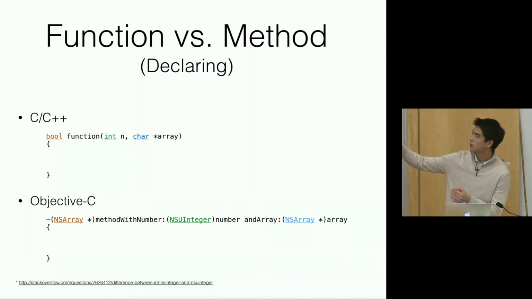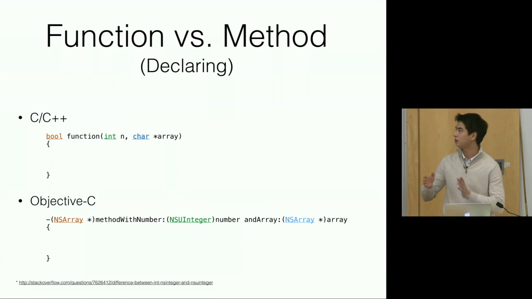You would start with, again, the return type. I tried to color code the keywords here so that you guys can see the formatting similarities between function declarations and method declarations. So you start with a return type. In this case, it's an NSArray pointer. And then you have this method.